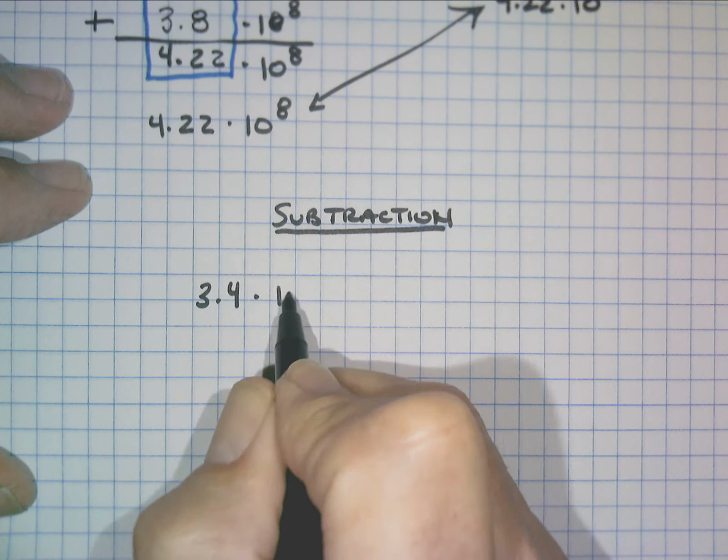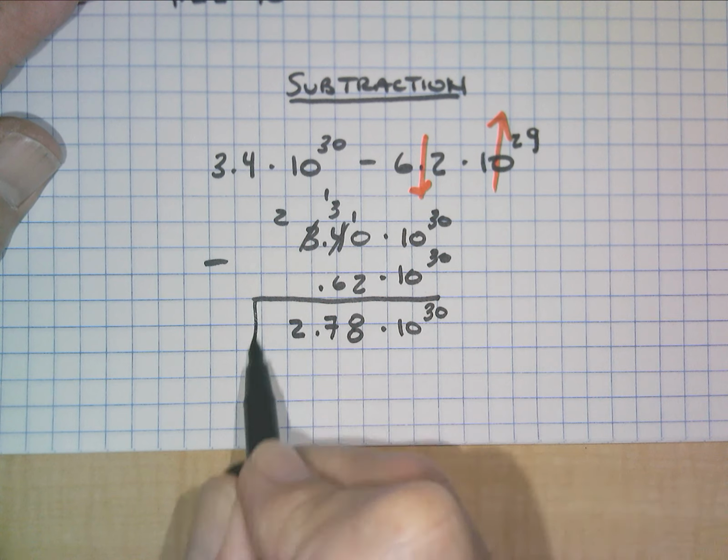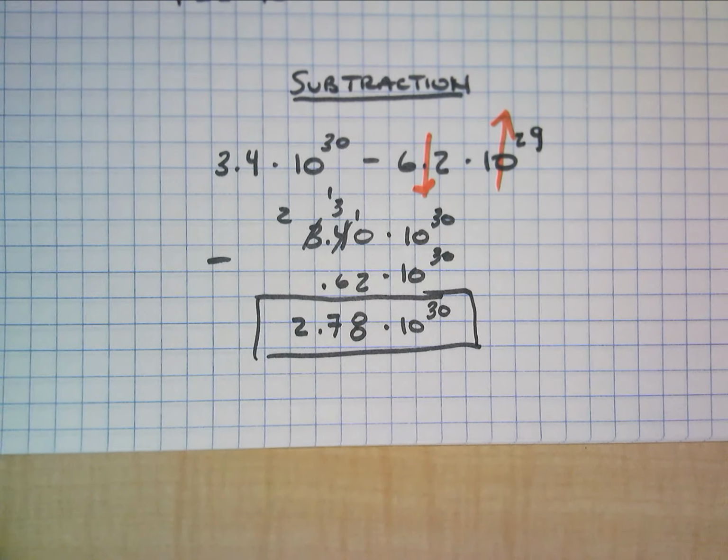3.4 is already written times 10 to the 30th. The other part of our problem is not. This has to go up, so this has to go down. 0.62. Now I can perform my subtraction. I have to borrow from here. 10 minus 2 is 8. I have to borrow again from here. 13 minus 6 is 7. 2 minus 0 is 2. 2.78 times 10 to the 30th.